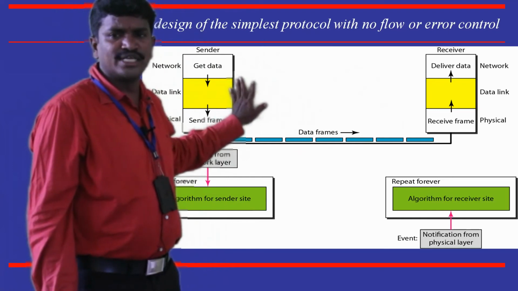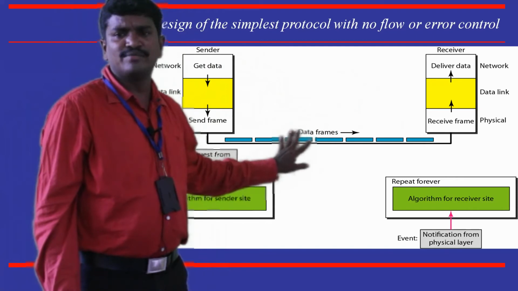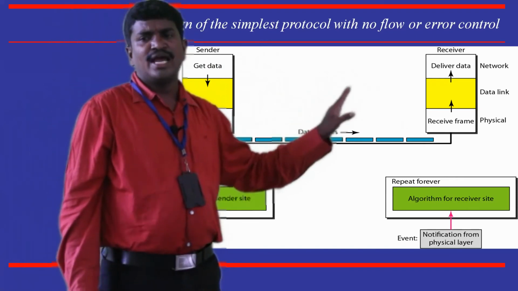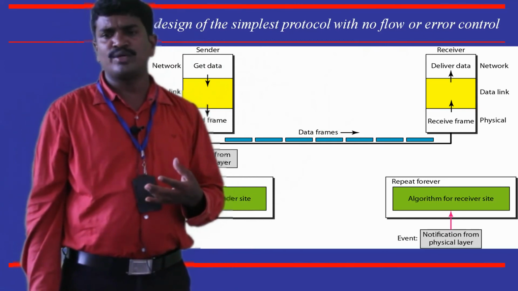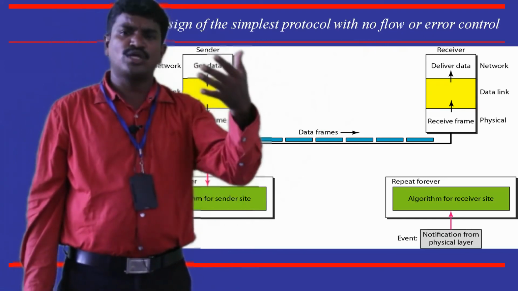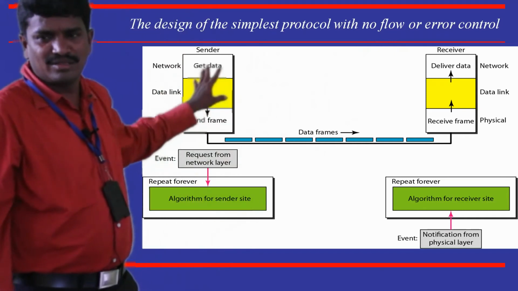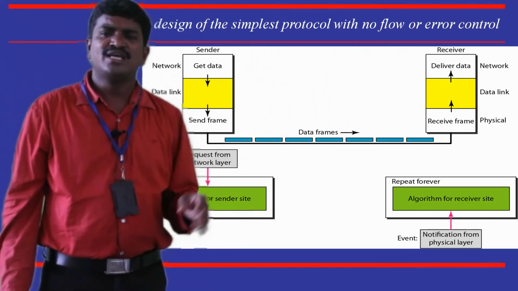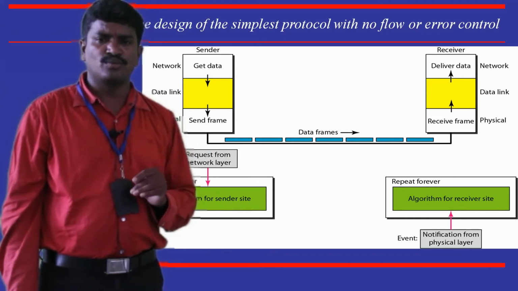Sender is going to send the data frames to the receiver. The job of the receiver is to take the frames one by one and hand them over to the layer above, called the network layer. The name itself indicates the methodology: simplest means it is not going to handle flow control, and it is not going to handle error control.